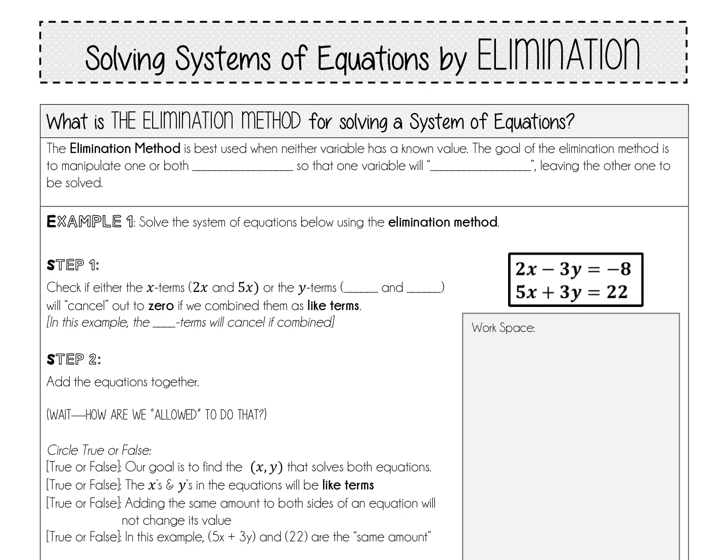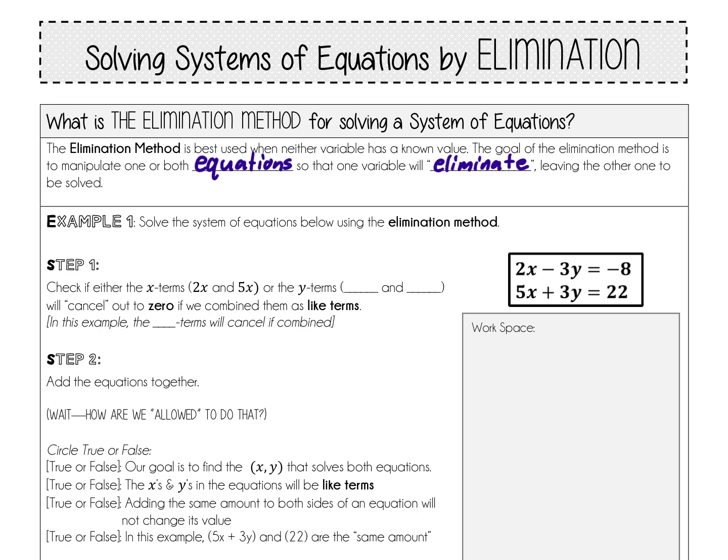Next, let's learn about the elimination method for solving a system of equations. The elimination method is best used when neither variable has a known value. The goal of the elimination method is to manipulate one or both equations so that one variable will eliminate, leaving the other one to be solved. Let's try solving the system of equations below using the elimination method.